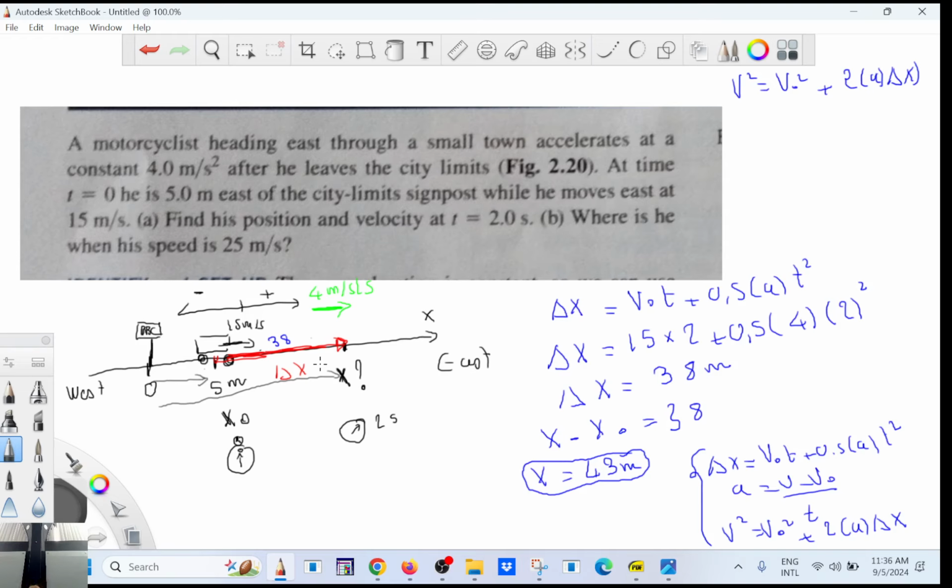So what is that, 25? It says 25 meters per second. Okay, so that's question B. No, it's because it's small. So question B, where is he? It means location. Where is he when his speed is 25 meters per second? Location.